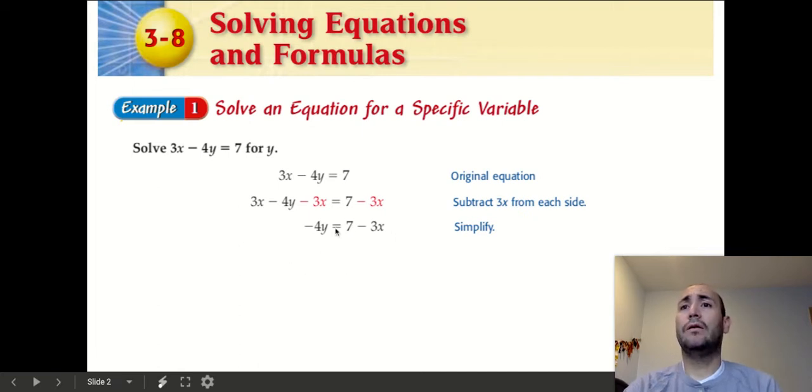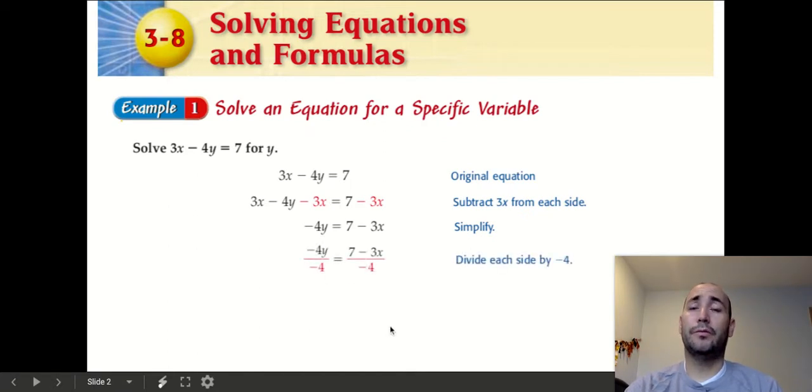Now, again, I'm solving for y. What do I need to do? I need to get rid of this negative 4. Right now that means negative 4 times y. The opposite of multiplying by negative 4 is dividing by negative 4, and I have to make sure to do it to both sides. Once I do that, these negative 4's cancel out, leaving me with just the y. On this side of the equation there is nothing more I can do. I cannot simplify this any farther because of this variable, and that's okay.